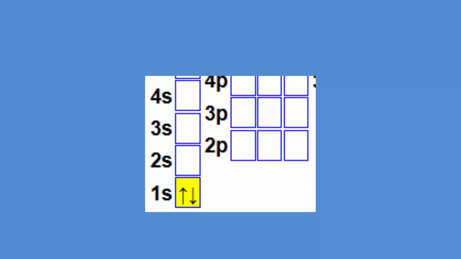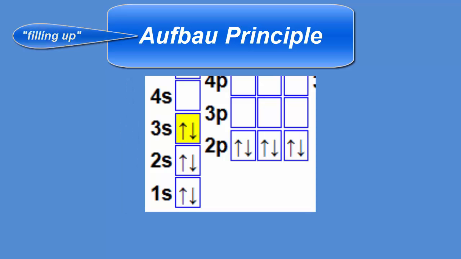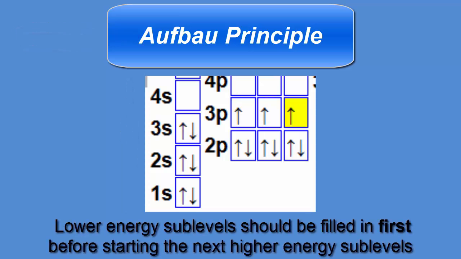Electrons fill in around the nucleus, occupying the orbitals and sublevels in order of increasing energy. This is referred to as the Aufbau Principle. Aufbau is German for filling up. Lower energy level orbitals and sublevels should be filled in before starting a higher energy sublevel.